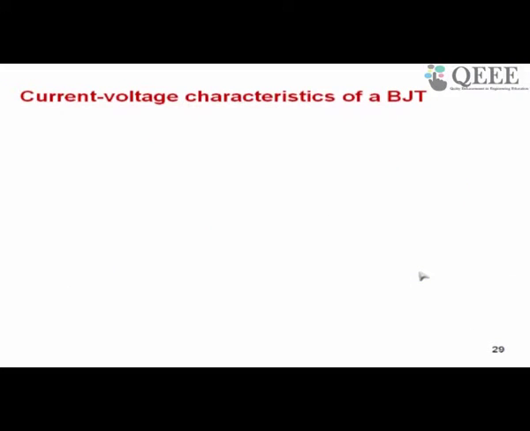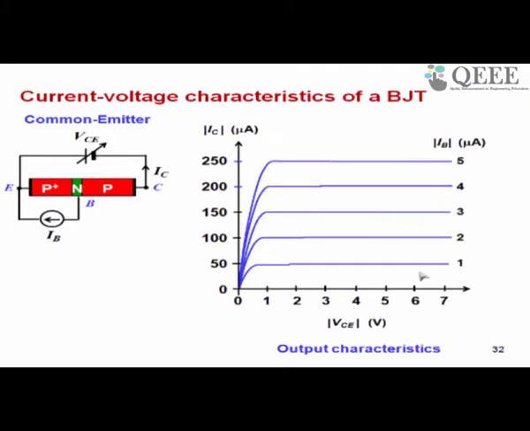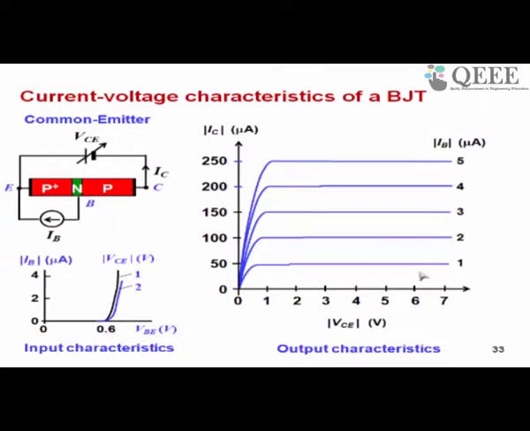Similarly, we sketched the characteristics of the bipolar junction transistor. So we said that there are three possible sets of curves: common emitter, common base, common collector, because bipolar is a three-terminal device. And we commonly look at the common emitter characteristics. Now we have both output characteristics as well as input characteristics.